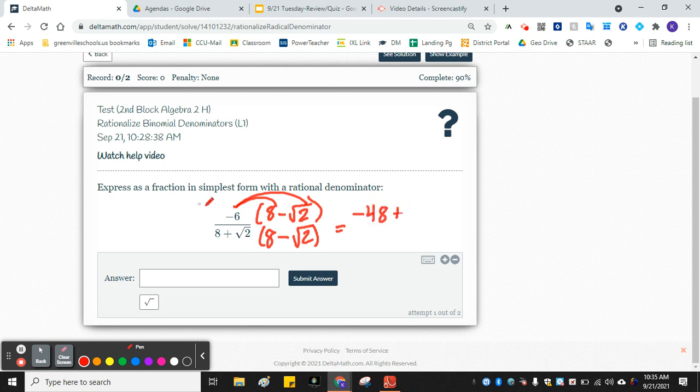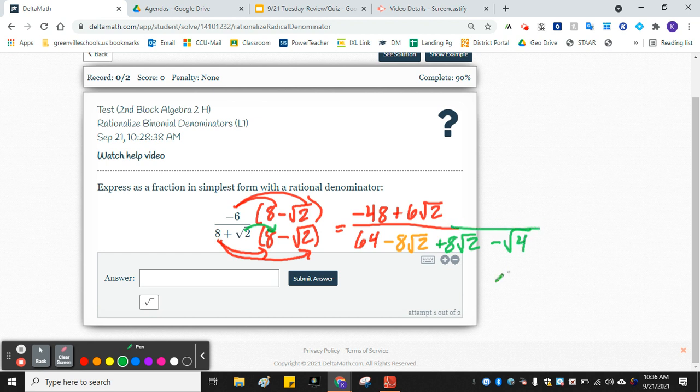Plus the 6 is outside, the square root of 2 is on the inside. And on the bottom, 8 times 8 is 64. 8 times negative square root of 2 is negative 8 square root 2. Square root of 2 times 8 is positive 8 square root 2. And then square root of 2 times negative square root of 2 is negative 4 square root of 4.